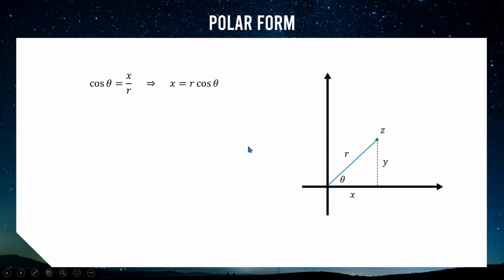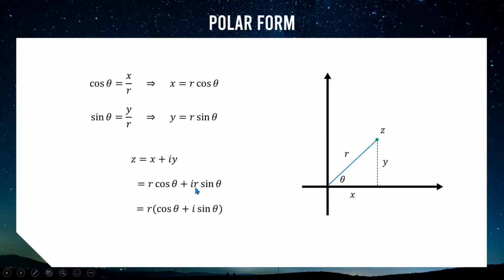We'll do a similar thing with y. We need to use sine theta because sine is opposite over hypotenuse. So sine theta will be y over r. Multiply the r across, and now we have that the imaginary part, which is the y, is equal to r sine theta. This means we can take our complex number, which is normally written as x plus iy, and we can substitute x and y as these two forms here. So we have z is equal to r cos theta plus i times r sine theta.